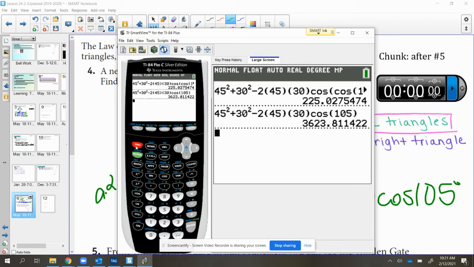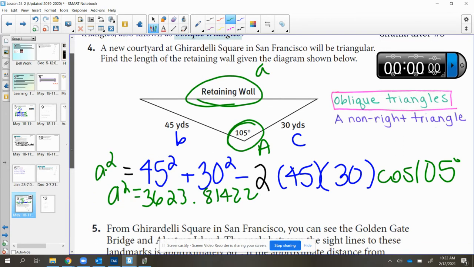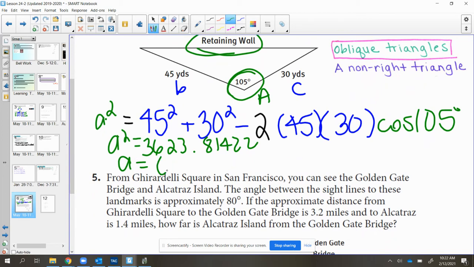You get here, and then you will want to square root the answer to get just A by itself, right? Which is about 60.198 yards. So again, be careful when you type that in initially, that'll be A squared. So you will have to square root that value to get your final answer for just A, which again came out to be about 60.198 yards.